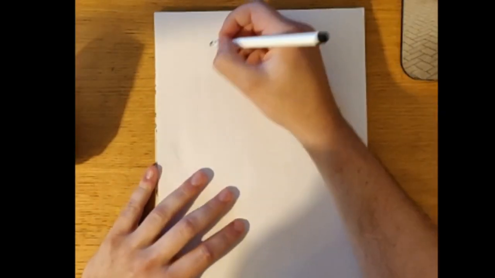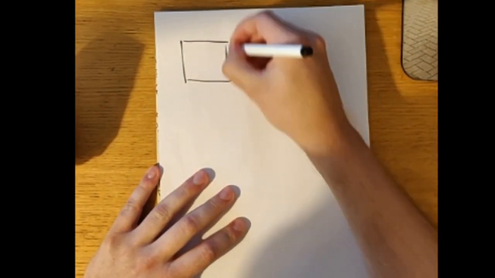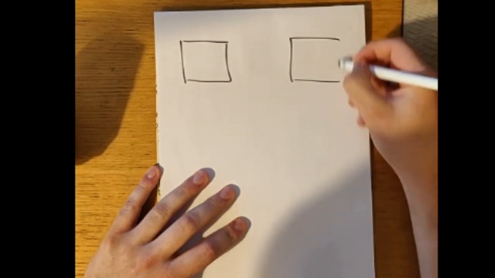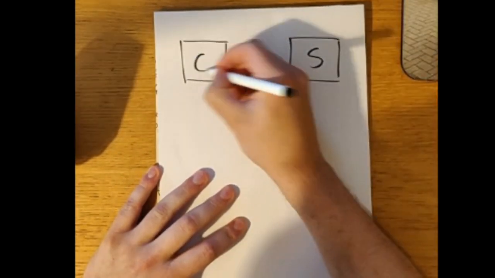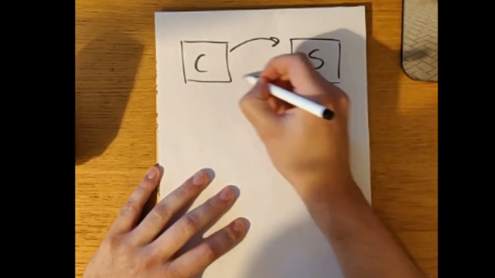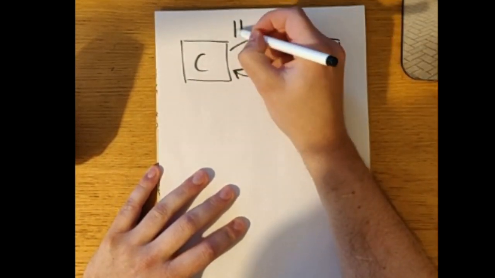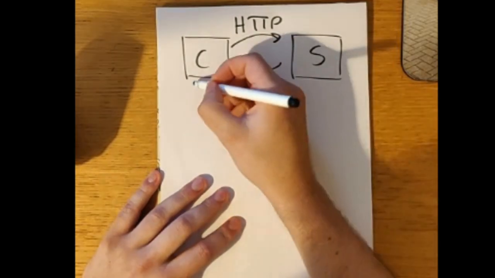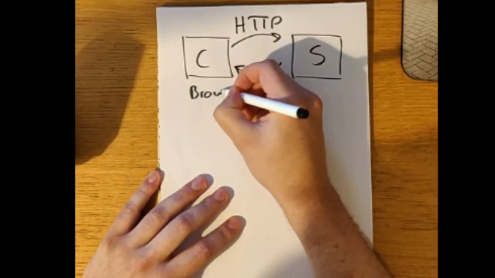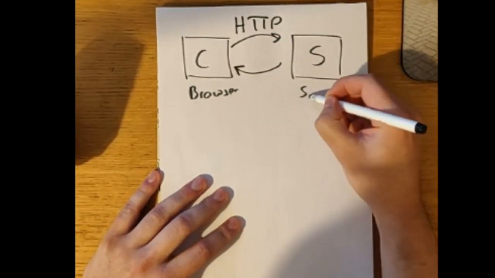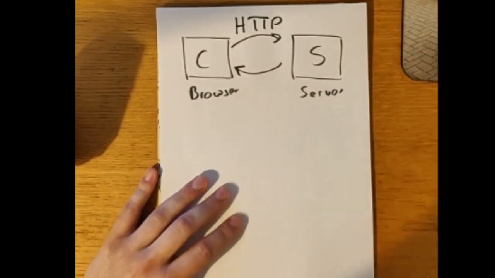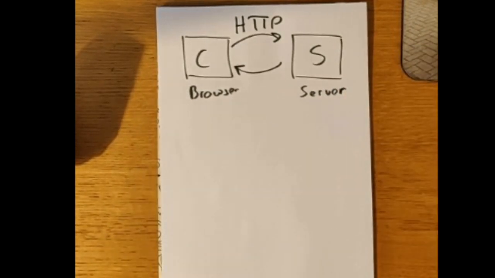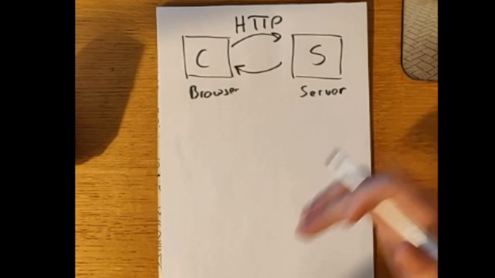So if I just draw that client server drawing again, we've got our client and server, and we've got this notion of sending data back and forth between the client and server using the HTTP rules. This is just your browser, and this is your server, right? So fuzz testing took the previous concept of unit testing one step further.